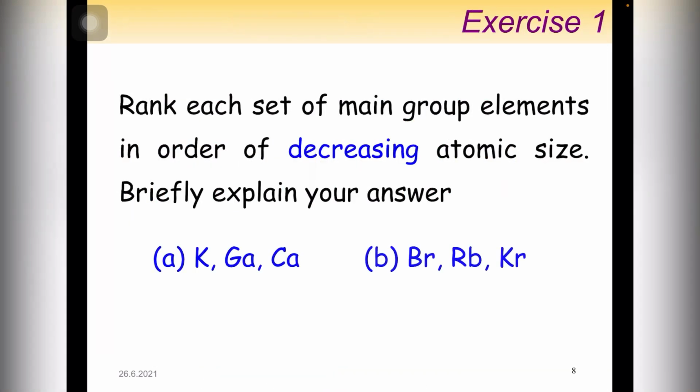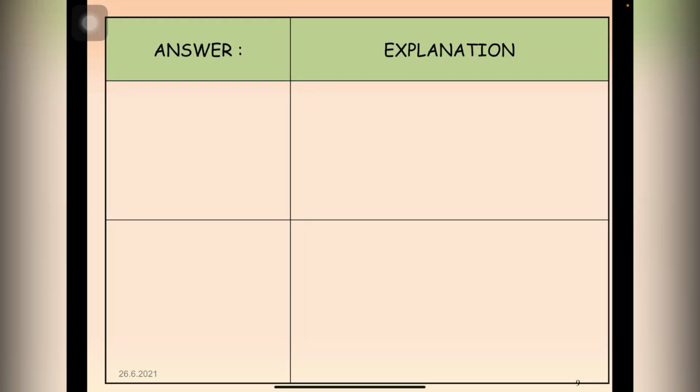Okay, let's see exercise 1. This exercise needs you to rank each set of the main group elements in order of decreasing atomic size. Main group elements refer to the elements located in the s and p blocks. It needs you to briefly explain your answer. So let's see the answer.